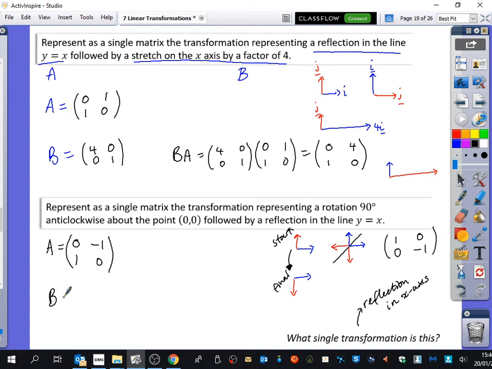Good. And Tamin, what about the B transformation? Oh, the B transformation, though, is a reflection in the line y equals x. So I guess we'd have to do that separately, wouldn't we? Let's do y equals x. Do you remember what happens in y equals x? If this is i hat and this is j hat, what happens when you do a y equals x reflection? They flip and they switch places. So what would the B matrix be?